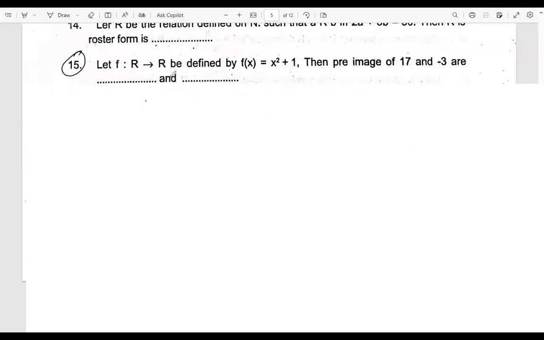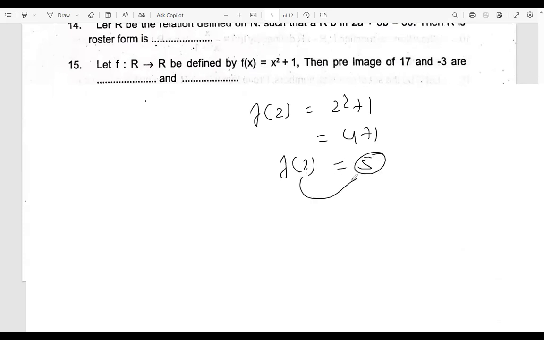Now in question number 15, there is a function from real numbers to real numbers, the domain and range being real numbers, and the definition of the function is f(x) is equal to x squared plus 1. We have to find out the pre-image. Pre-image is different from image. Say if I place x as 2, so 2 squared plus 1 is 4 plus 1, that is 5. So 5 is the image. The value of f(2) is called the image.